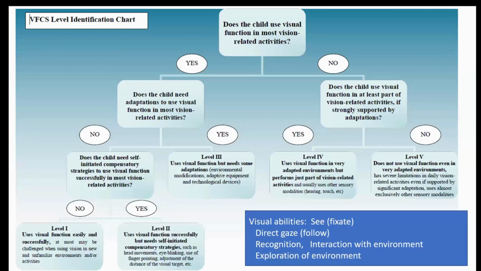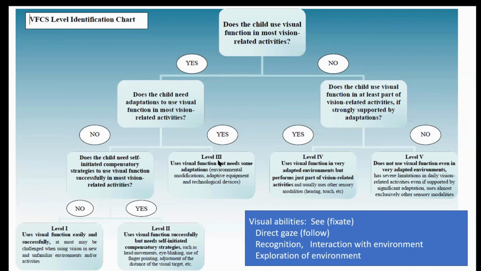So the summary: if a child walks in, how would you classify them? First and foremost, you will ask the child, or you would look for the visual functions, and check whether the visual function is present in most of the vision related activities. If yes, does the child need adaptations to use visual functions in more vision related activities? If no, then whether the child is doing any self initiated compensations like head postures or finger pointing. If no, then it is level 1. If yes, then it is level 2.